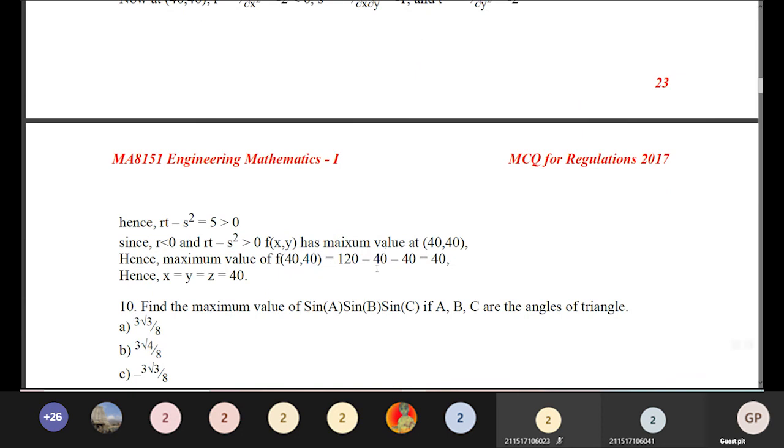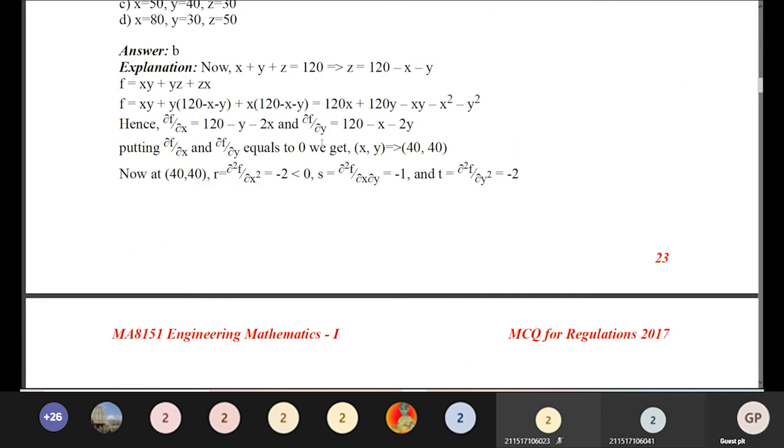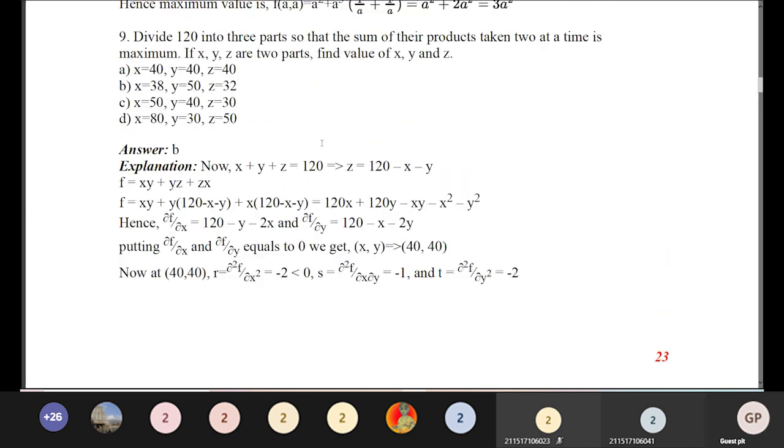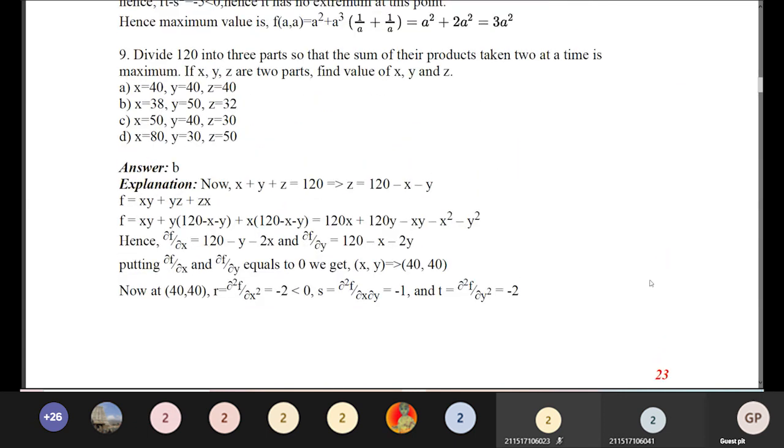Do you want me to do this problem on board? No, sir. Okay, I will just take a screenshot, sir. Okay, one minute. Sir, in the explanation, f equal to xy plus yz plus zx is there, sir?